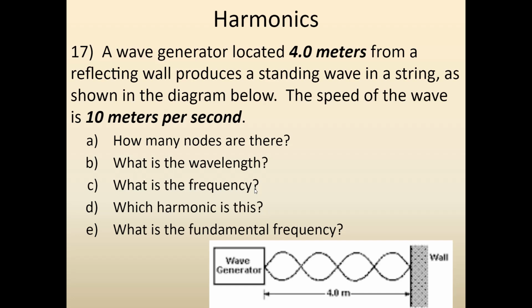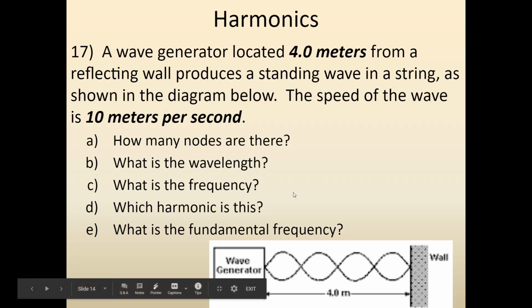All right, so here's a question. You could pause the video, work on this yourself, and then we'll go over it in a second. All right, so in here we have the standing wave. They want to know how many nodes there are. Nodes are where they cross, where there's no movement. There's 1, 2, 3, 4, 5 nodes. So 5 nodes all together.